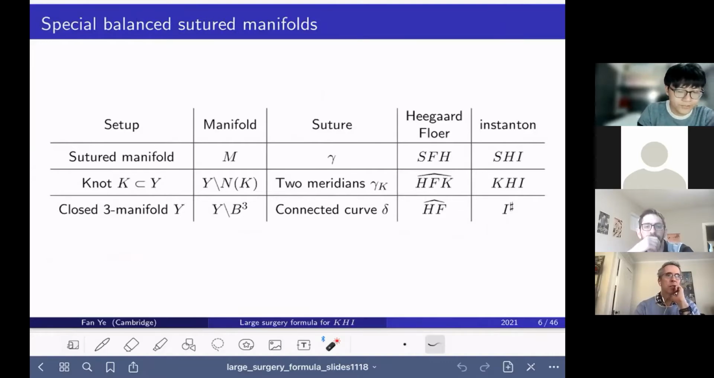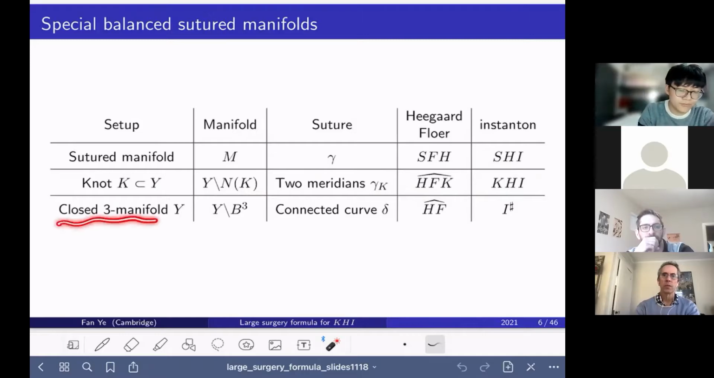In this talk, we will consider the sutured manifold M gamma, which in Heegaard Floer homology is denoted by SFH, and in instanton Floer homology is denoted by SHI. We will also consider a knot in a closed 3-manifold and take the 3-manifold to be the knot complement, and take the suture to be 2 meridians of the knot with different orientations. In Heegaard Floer homology, we use HFK hat, and in instanton we use KHI.